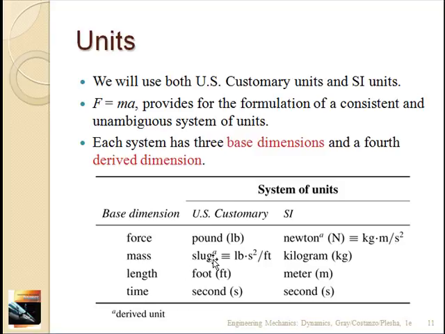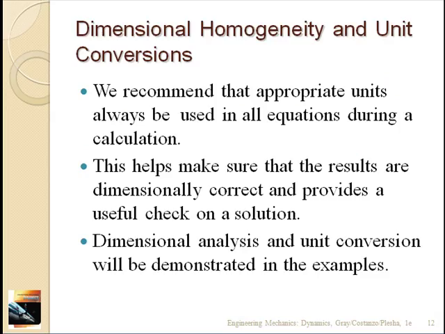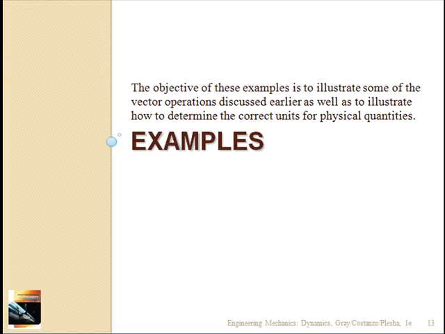Mass is slugs in the British system, which is equivalent to a pound second squared per foot. And the SI is kilogram. Length is either feet or meters. Time is seconds in both cases. Okay, we recommend you just use one system or the other, not mix them. If you mix them, it just leaves you susceptible to making silly errors. Okay, so try to use one system and stick with it.